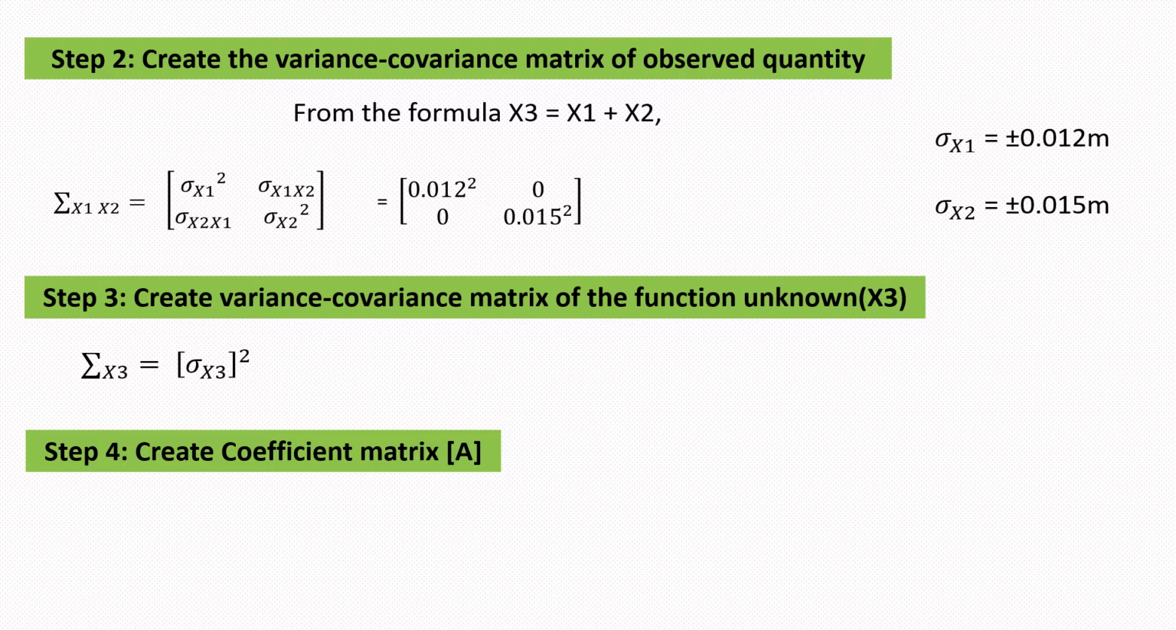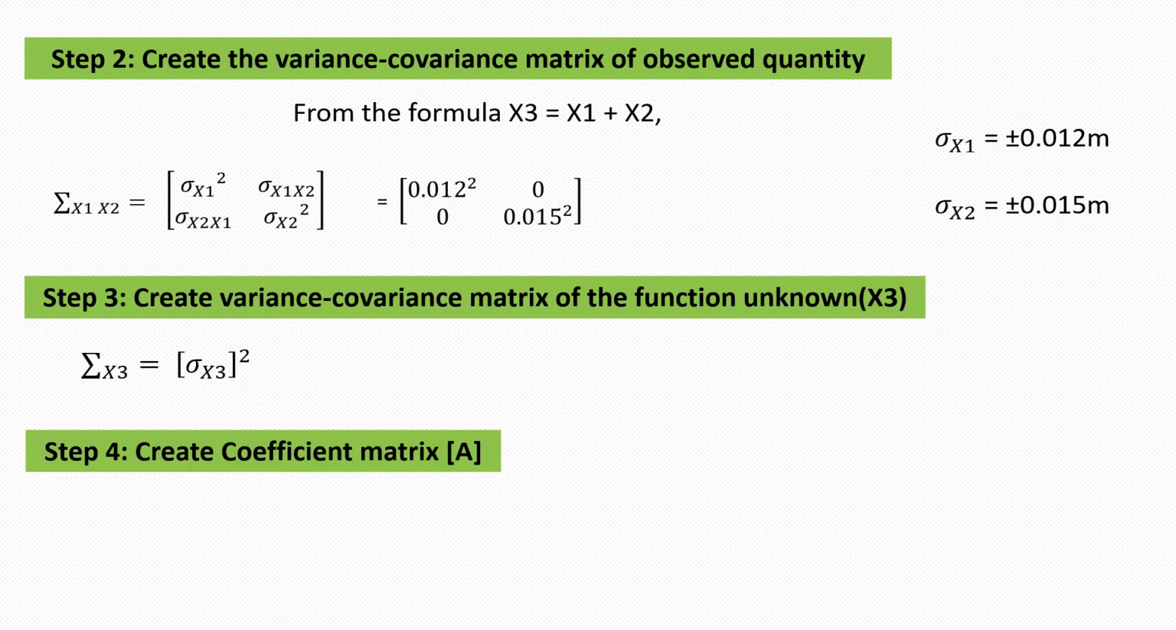The dimension of this matrix is 1 by 1 because only one unknown, which is x3, needs to be determined. If there are 2 or 3 unknowns that need to be solved, then the dimension of the matrix will be 2 by 2 and 3 by 3 respectively.